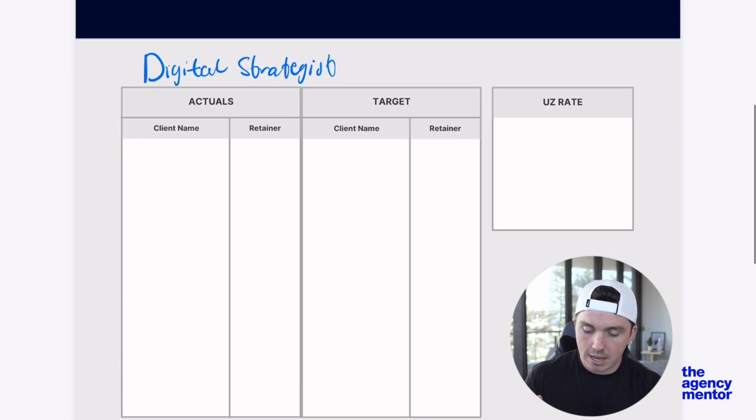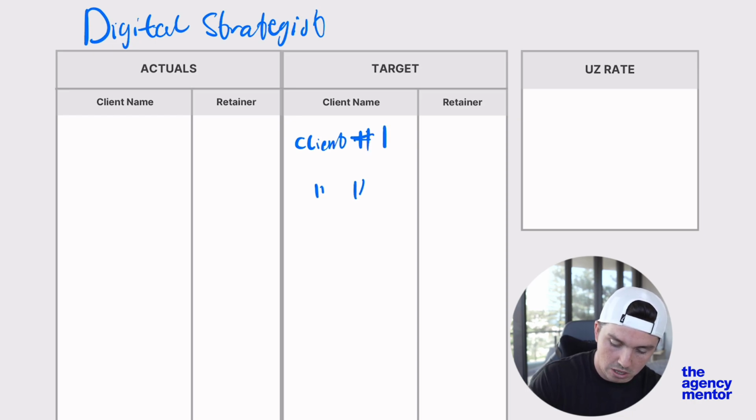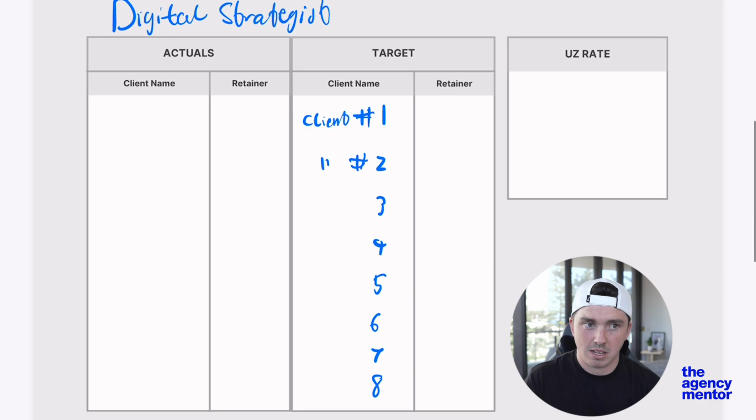Okay, so digital strategist. What we're going to say in a digital strategist role is that they're managing, or need to manage, 8 accounts. So what I'm going to write is client #1, client #2, 3, 4, 5, 6, 7, 8. The reason why we do 8 is because it's a lot of work managing accounts, and it's a lot of work doing correspondence with clients. So anything more than that would put them over the edge.